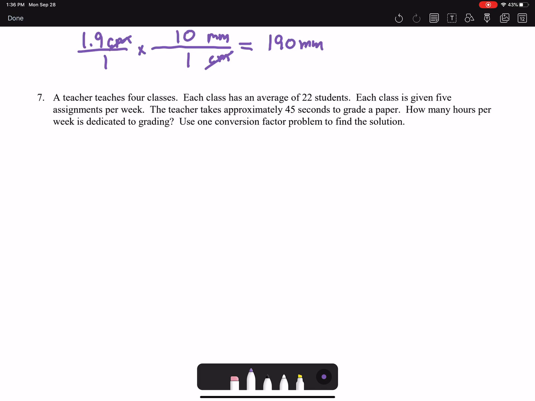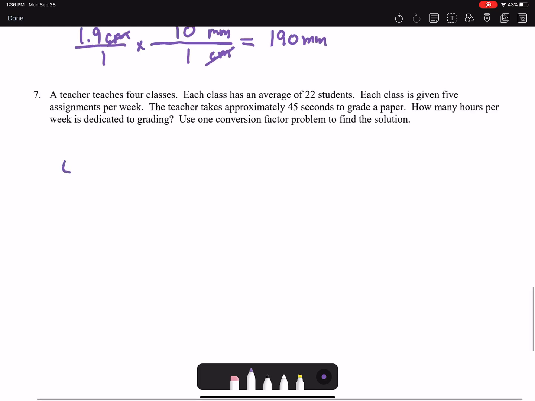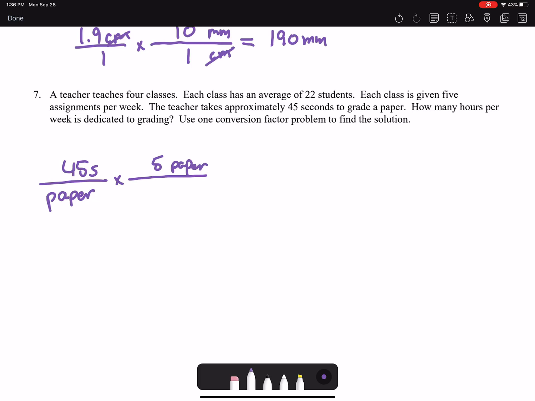All right, so we need to figure out what goes first. And what we're going to do is we're going to say that this is 45 seconds per paper, because we're going to want to know how many hours per teacher per week we're going to have, okay? And what we'll have here is we got 5 papers per student, right, per week. Okay, and then we're going to multiply that by 22 students per class.